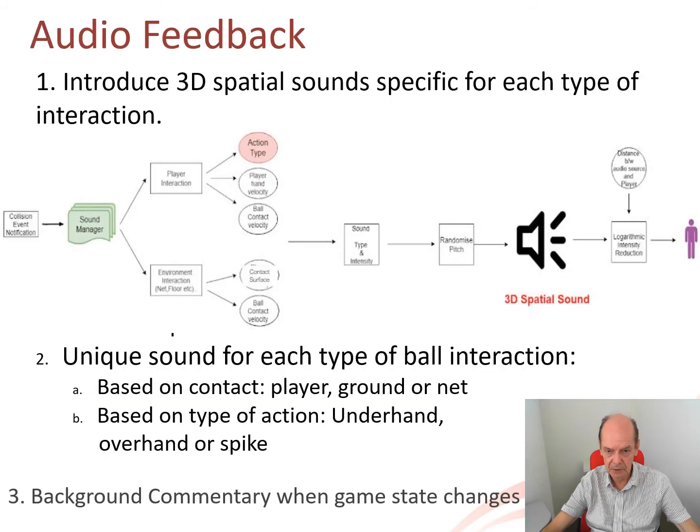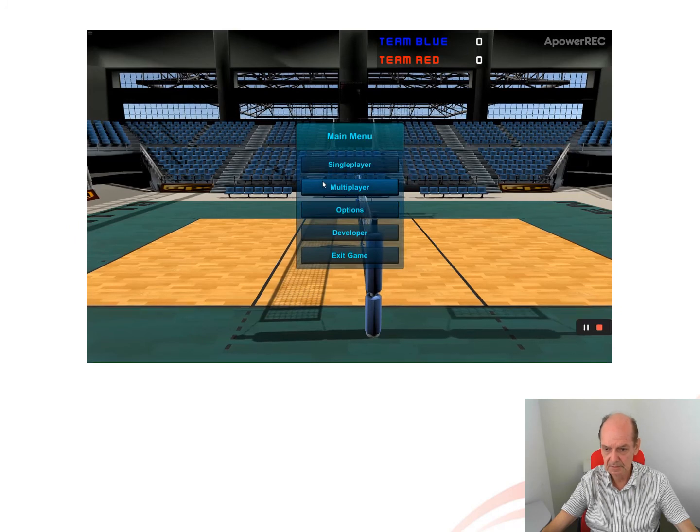Then finally we have an audio feedback. It means we can introduce 3D spatial sound. This means that we have a unique sound based on the contact with the player, with the ground, or with the net, but also based on the type of action. It can be underhand, overhand, or spike. And there is a background commentary when the game state changes. We can see here the demo.